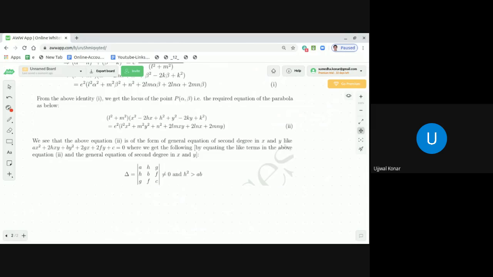So we see that the above equation 2 is of the form of the general equation of second degree in x and y, like ax square plus 2hxy plus by square plus 2gx plus 2fy plus c equal to 0. By equating the like terms of the above equation 2 and the general equation of second degree in x and y, we find that delta is not equal to 0 and h square is greater than ab.